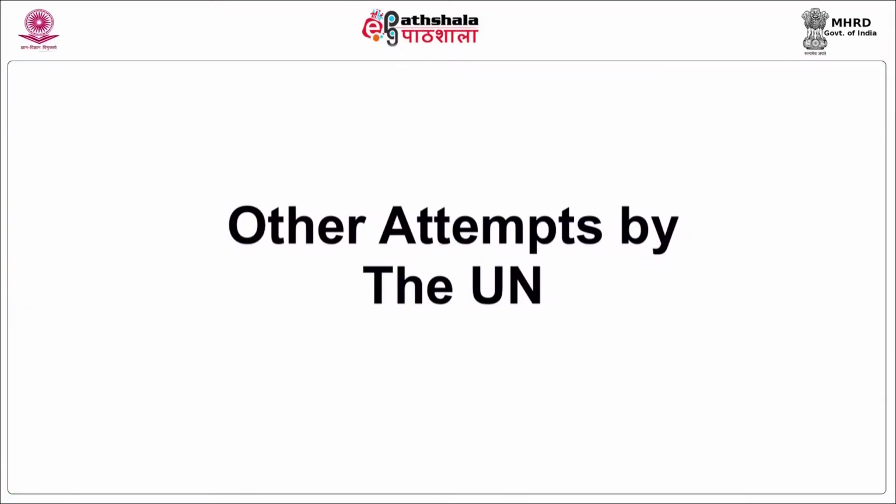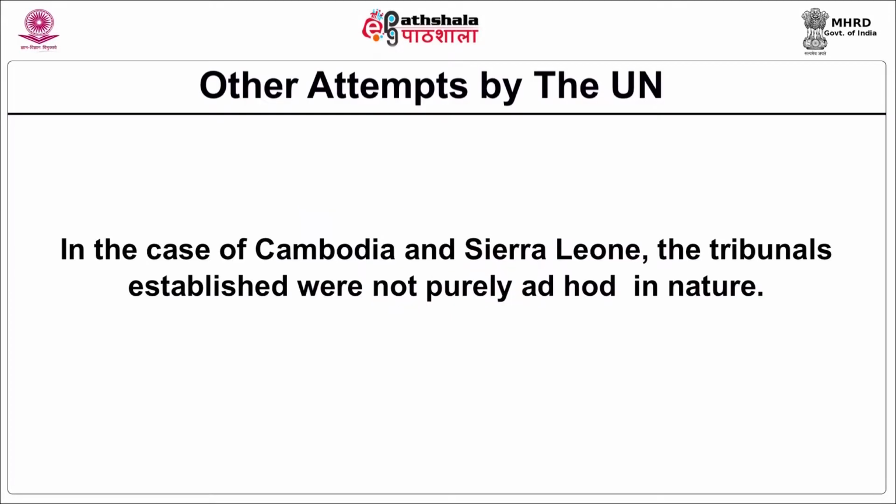There have been other attempts by the United Nations to develop ad hoc international criminal tribunals. In the cases of Cambodia and Sierra Leone, the tribunals established were not purely ad hoc in nature. In Cambodia, the UN reached out to the royal government of Cambodia in 1997 to try the perpetrators of the Khmer Rouge. In 2003, the UN and the royal government of Cambodia agreed to set up the ECCC under domestic laws of Cambodia with assistance from the UN.